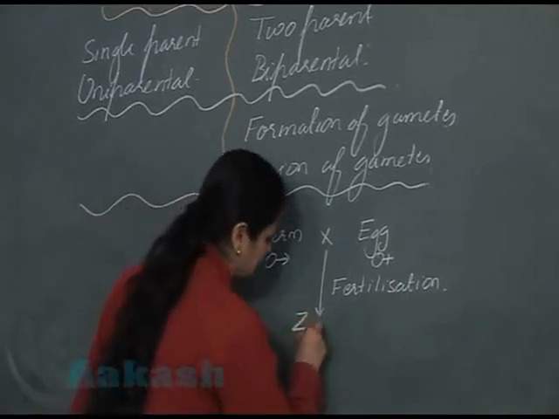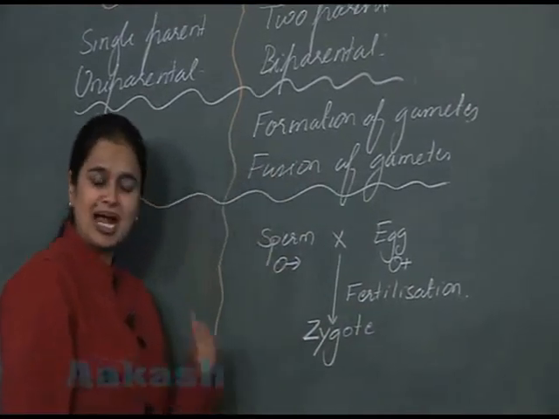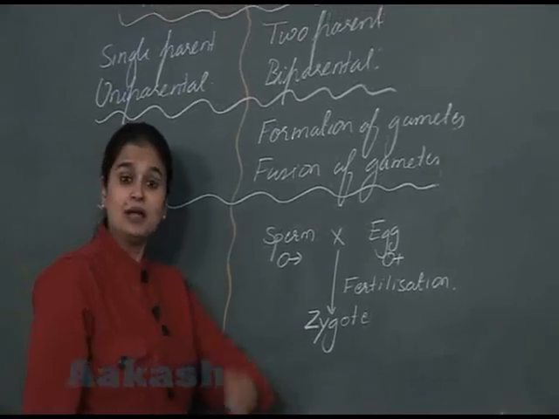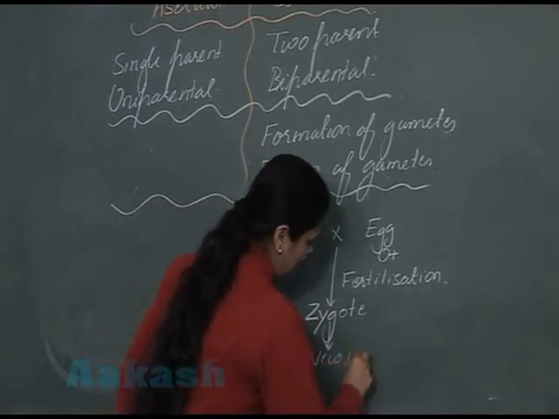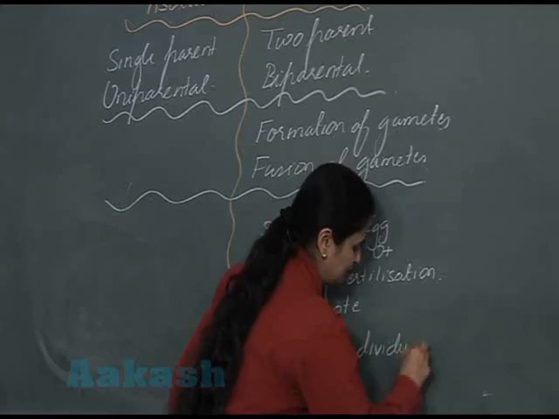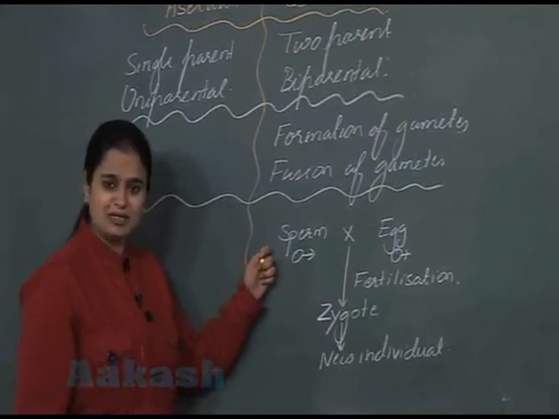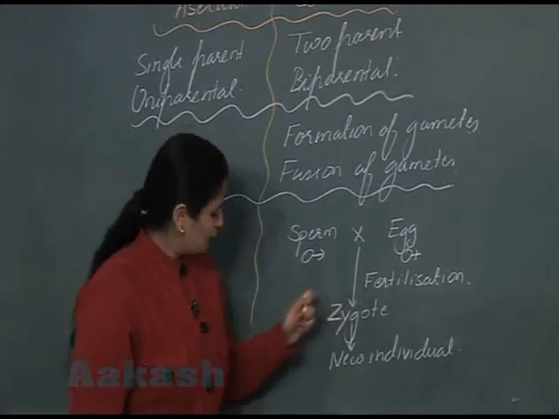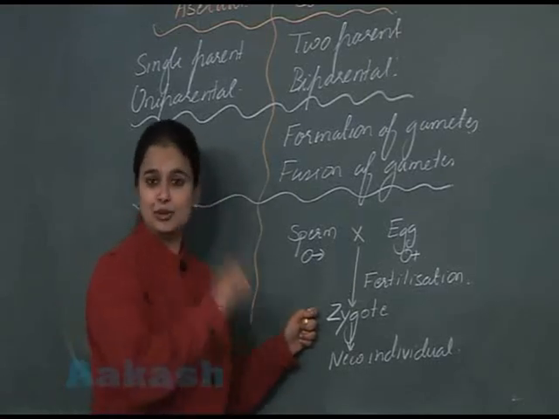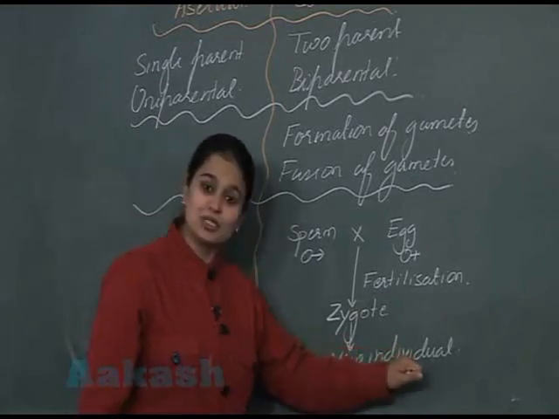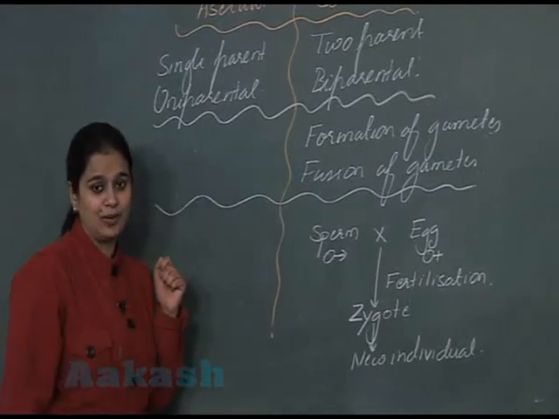After the fertilization, there is formation of a cell known as zygote. And this zygote will undergo growth. And after the growth, it will form a new individual. So you got this? There is formation of gametes, then fertilization, formation of zygote. Zygote will develop and form a new organism. So how the new individual is formed here? This is clear. Now let's see what will happen in the asexual one.